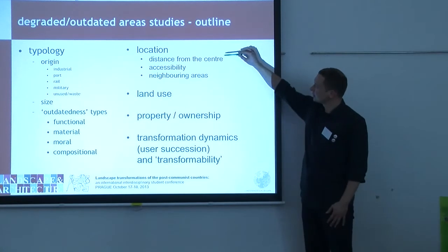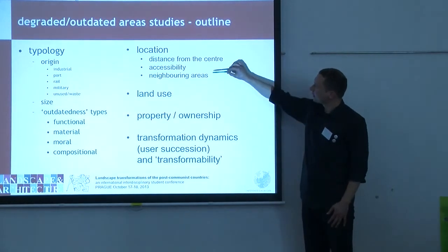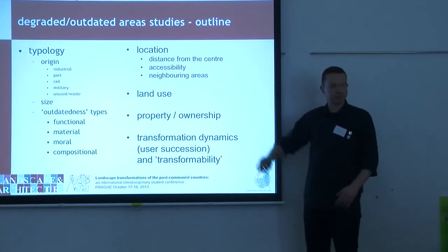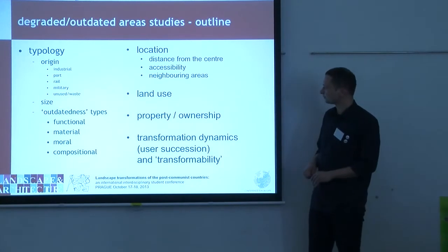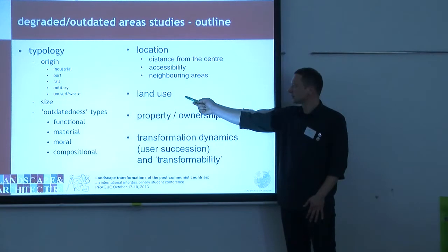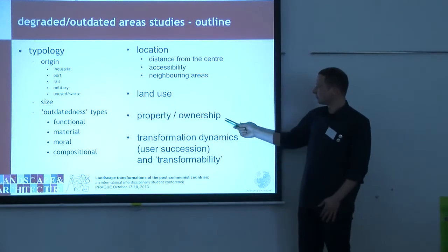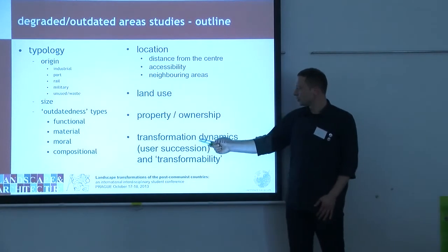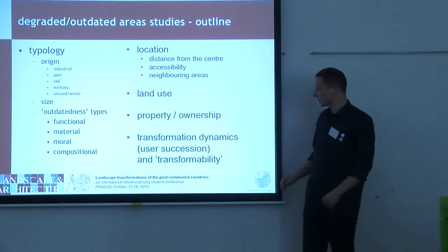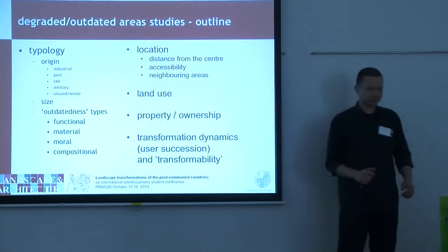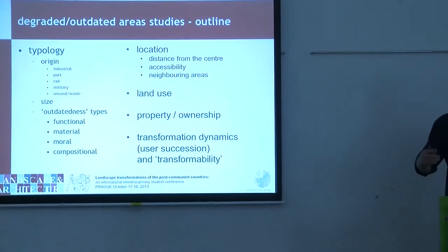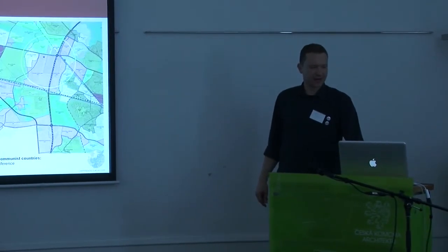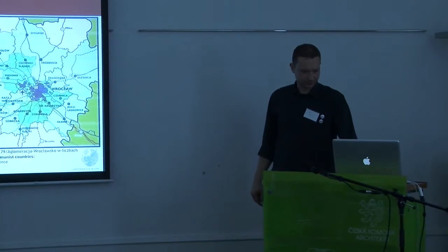Another categorization is location, such as distance from the center, or accessibility from various types of transport, or what neighbors such degraded, outdated areas. It could be divided by what the land use is or was, by who owns it, and by transformation dynamics, meaning who has been using it throughout history, and transformability, which is a rough term for how much success we can project for a given area in the future.